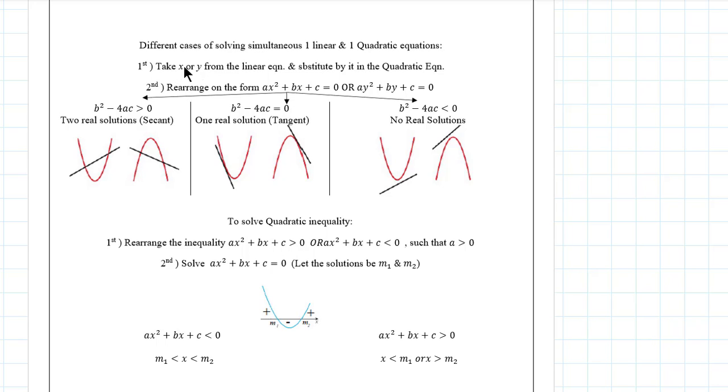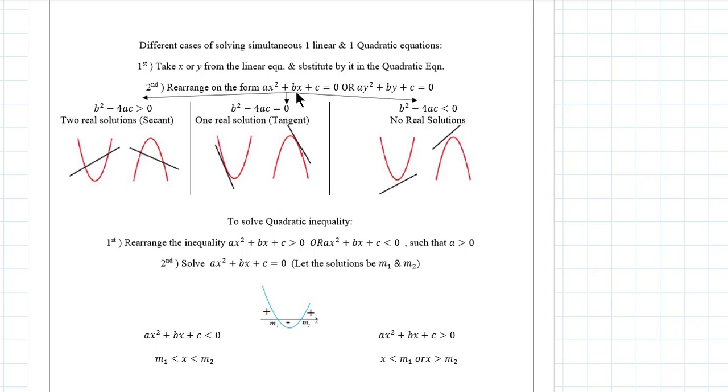First step, we will take x or y from the linear equation and substitute it in the quadratic equation. So we will eliminate one of them, and of course we prefer to eliminate the linear variable. When I say linear variable I mean to eliminate the variable with power 1. Second step, we will rearrange the result of step number 1 into the form ax squared plus bx plus c equals 0, or ay squared plus by plus c equals 0.